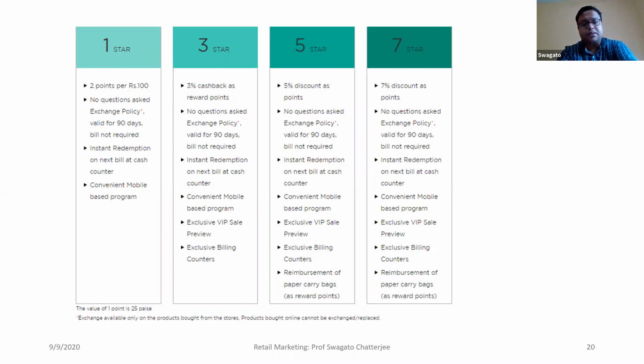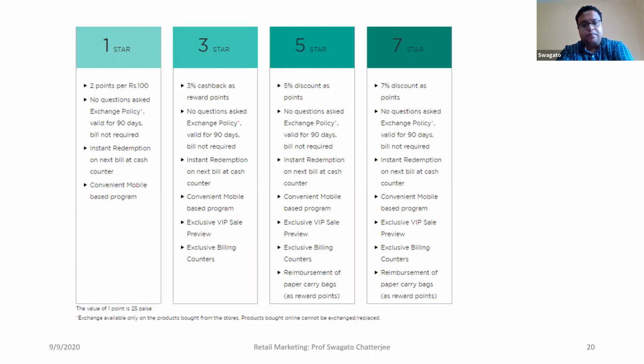The extra benefits that you get are executive VIP sale preview. So you will see that the initial ones are more economic and functional. Executive VIP sale preview can be hedonistic, like it's a VIP sale, and it can be informational also. Exclusive VIP sale preview and exclusive billing counters are also functional and might be hedonistic as well. Now, so the economic benefit went up and two extra benefits came up.